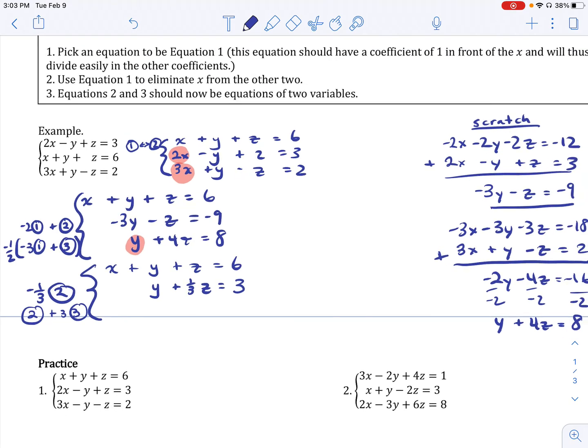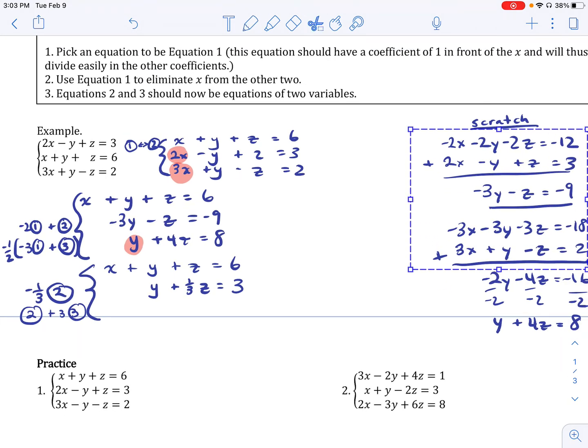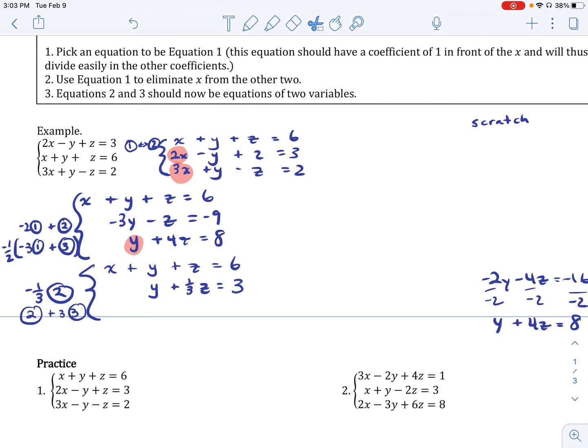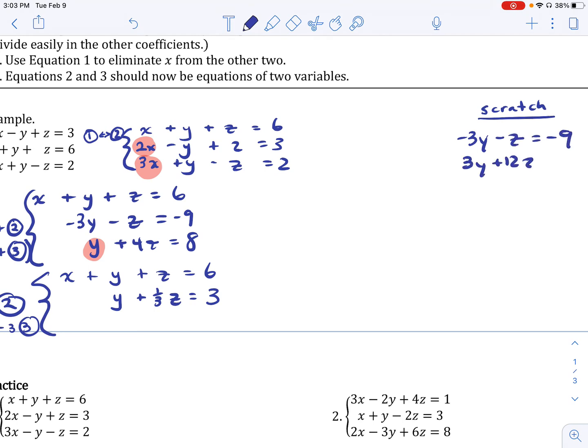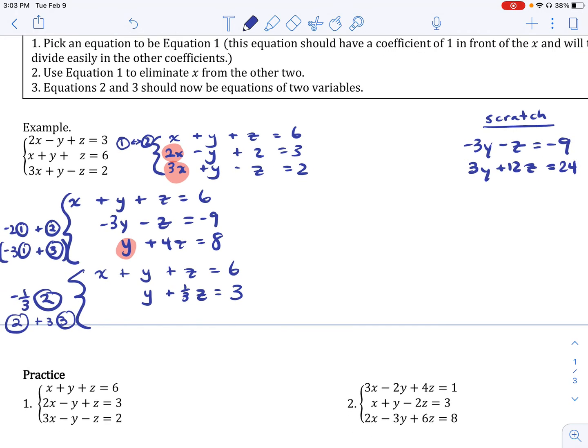So again, I can zoom out here and eliminate my scratch work if I want to. I'll just go ahead and erase this as well. So again, I could do this with my scratch work. I can say, all right, so this would be negative 3y minus z is equal to negative 9. This is 3y plus 12z is equal to 24. And then I would write this here as the following. So we have this here as 11z is equal to 15.